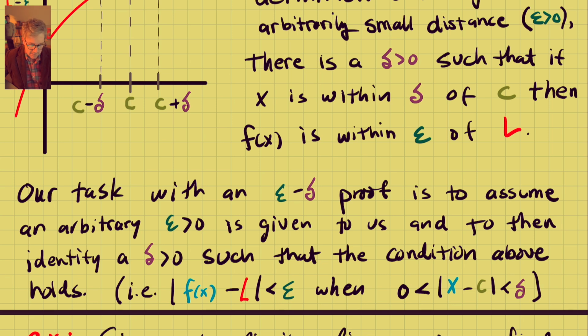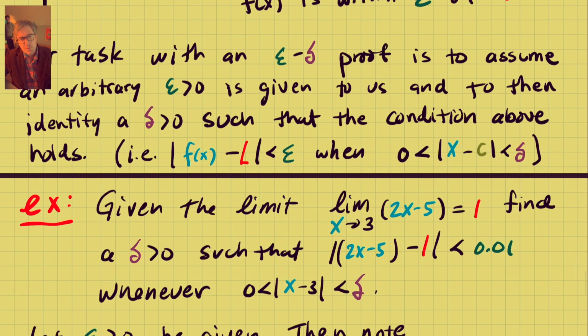Okay, and so let's do an example. We'll do two examples of this. The first one is going to be a little bit of a cheater example because I'm going to give you a specific epsilon. The second example will be the more general, like for any epsilon.